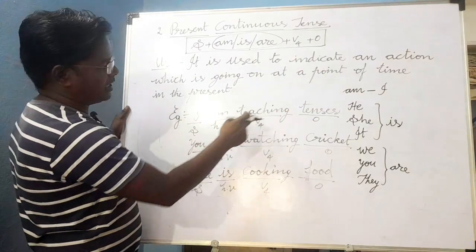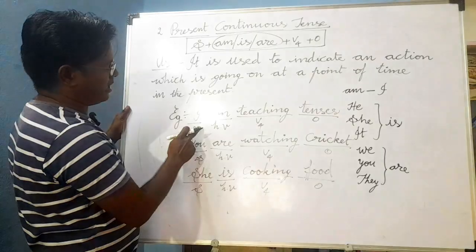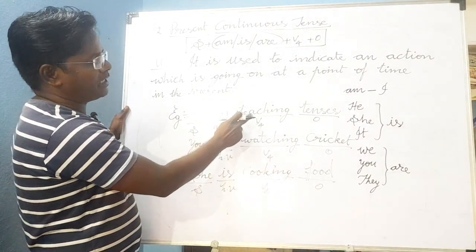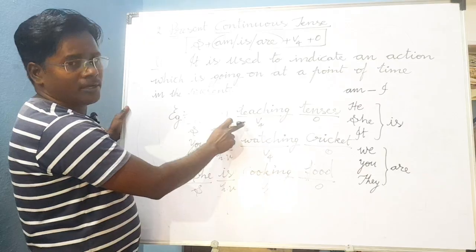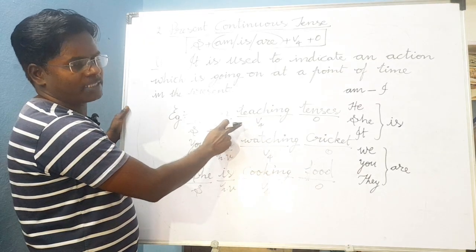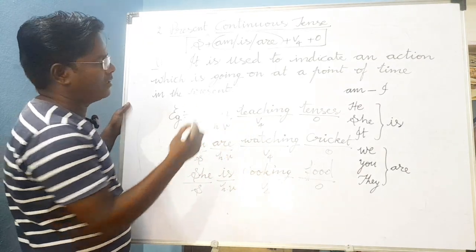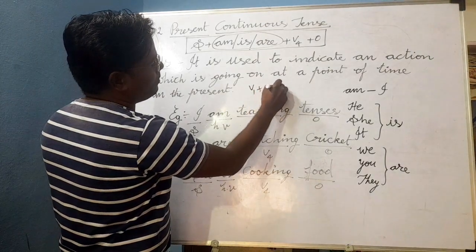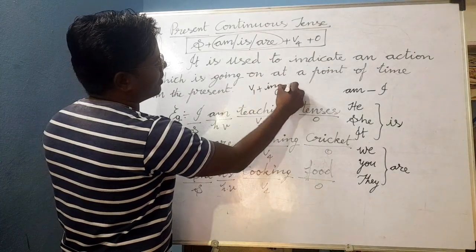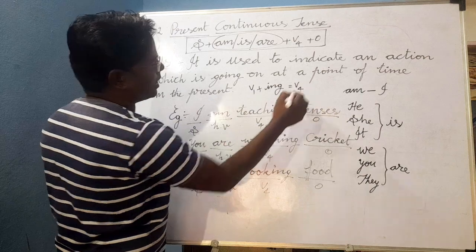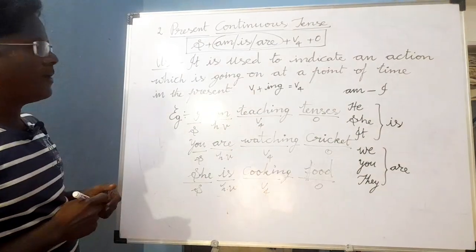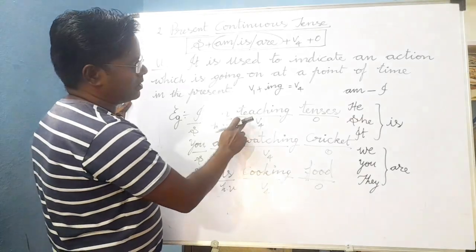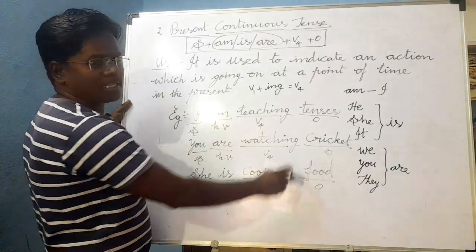I am teaching tenses. Here I is the subject, am is helping verb and it is V4 form. Okay, V1 plus ing form, nothing but V4 form. Remember that. V1 plus ing form, nothing but V4 form. Okay, so V1 plus ing form we call V4 form. Remember that. It is V4 form and tenses is object.